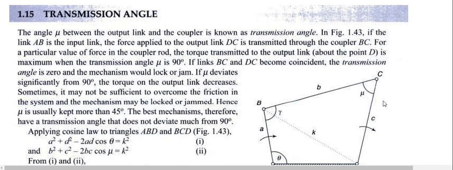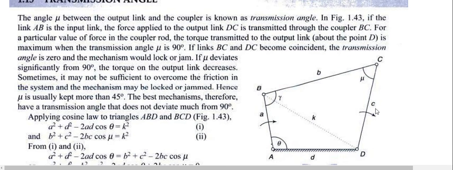So next is transmission angle. In this 4-bar mechanism you see this mu, and that is the transmission angle. Again, in this mechanism AB is the driver link and DC is the follower. This is our follower or driven link, and this is our driver where the input torque is given. You can see it from this arrow. This is for input, that is for output.